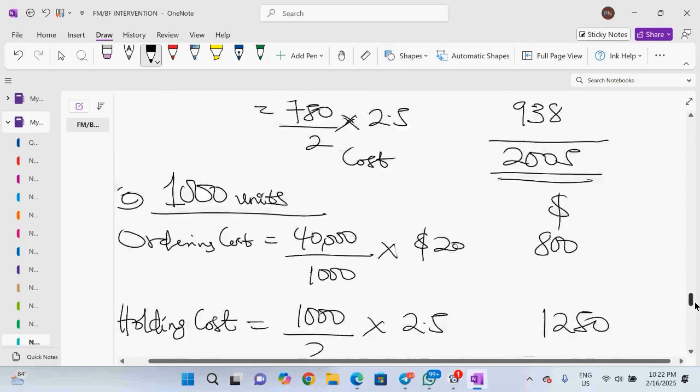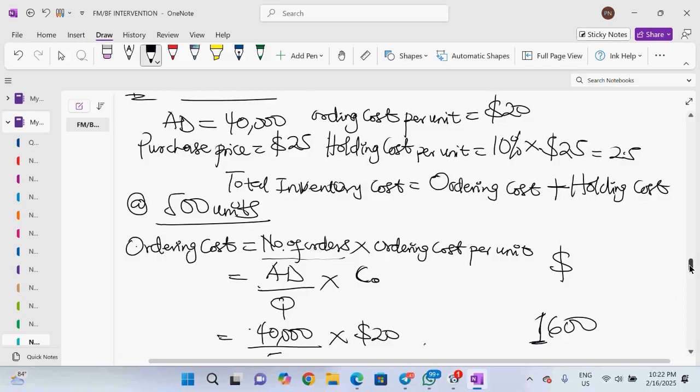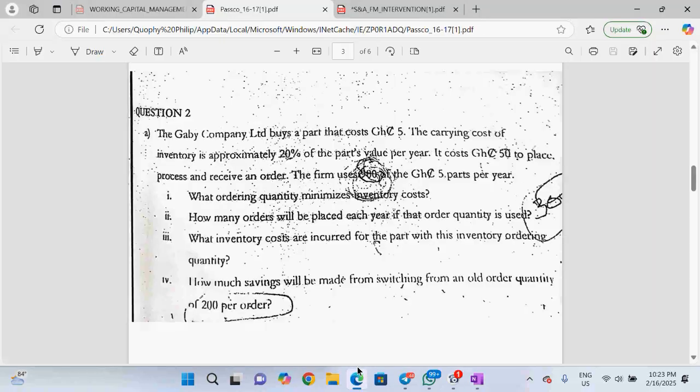I wrote at the top here that ordering cost is the number of orders times the ordering cost per unit. You want to know the number of times you order. For example, if you want 100,000 for the whole year, and each time you order there are 100 units in it, how many times will you order to get the 100,000? That is the number of orders. That is what the question is saying: how many orders will be placed each year if that order quantity is used?